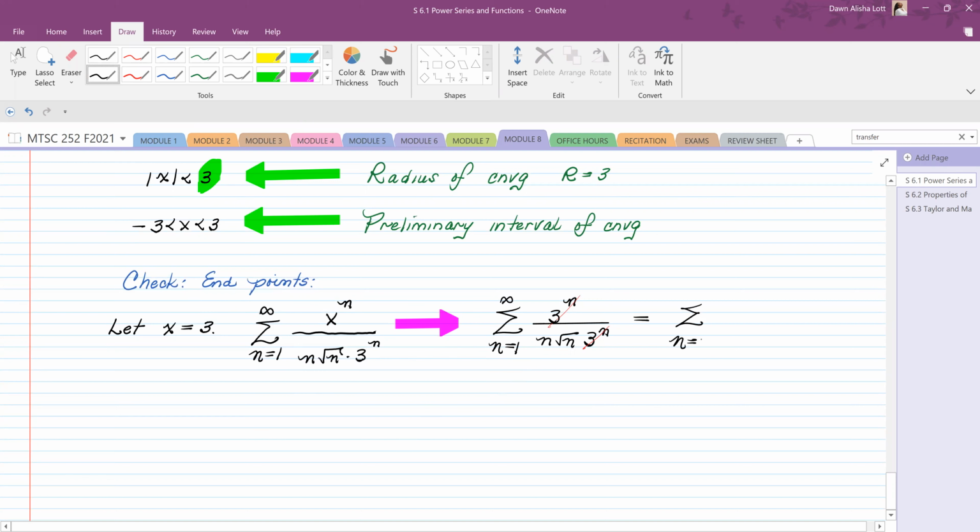So this is the sum from n equals 1, and I get 1 over n times the square root of n, which is n to the 3/2. So when x is 3, this is what my series becomes. What do I know about this series? Does that series converge or diverge?